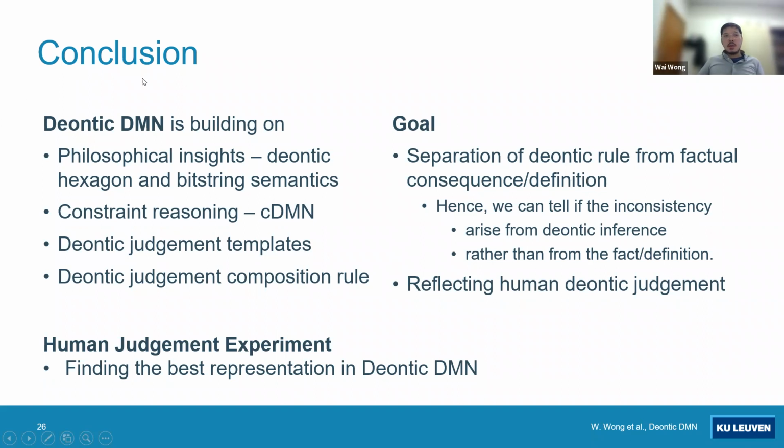So that's why we put that in Deontic DMN, so that in a way we are moving the action back to sort of an input state, and then only the Deontic judgment as an output, so that we can tell if the inconsistency is actually coming from the Deontic inference or coming from the definition. And then it can also help to refine the human Deontic judgment in a more refined way, so as to avoid ambiguity as well. At the end, we are going to do some experiments on humans. That will be my work in the next two years of my PhD, to try to find the best representation in the Deontic DMN.